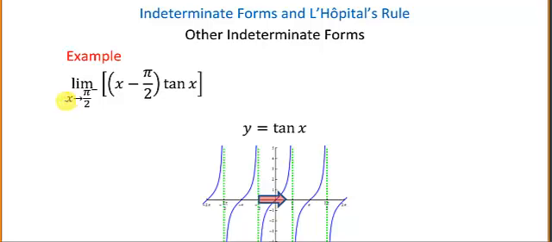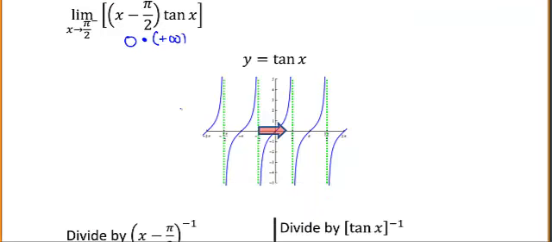We have the limit as x approaches pi over 2 from the left of x minus pi over 2 times the tangent of x. Now, as x approaches pi over 2 from the left, notice x minus pi over 2 is approaching 0, and here's a graph of tangent. Tangent is approaching positive infinity. So this is a 0 times infinity indeterminate form. We'd like to take this limit.